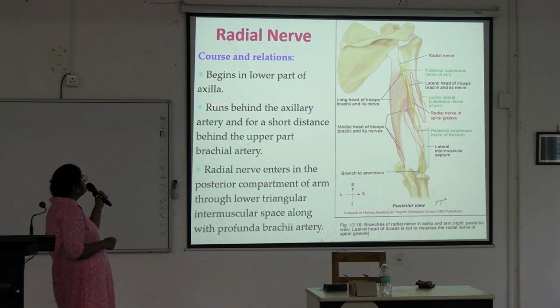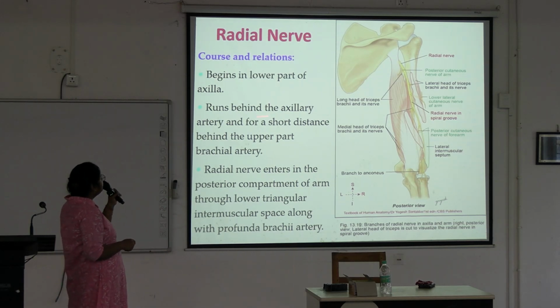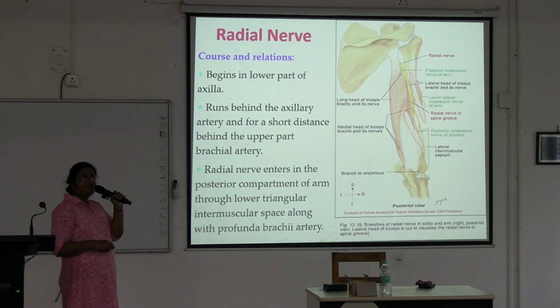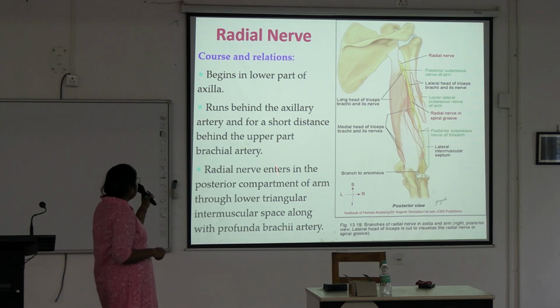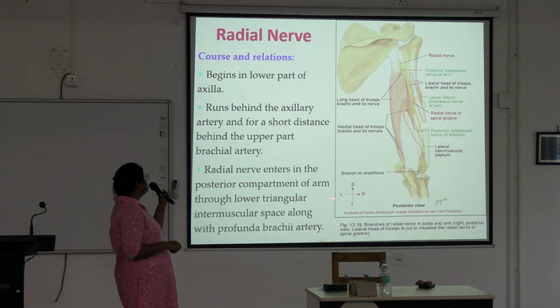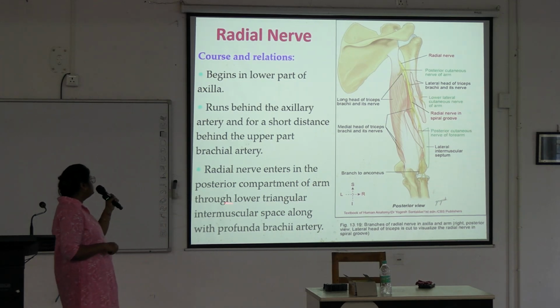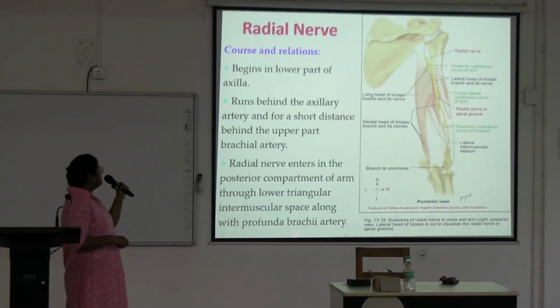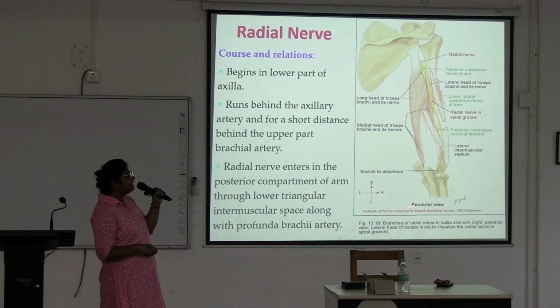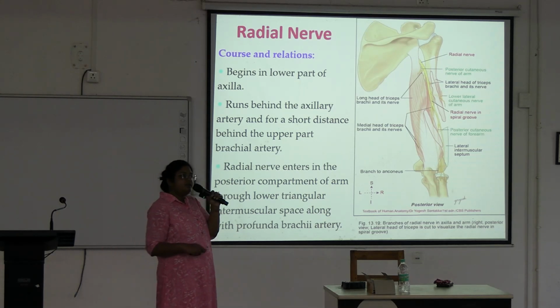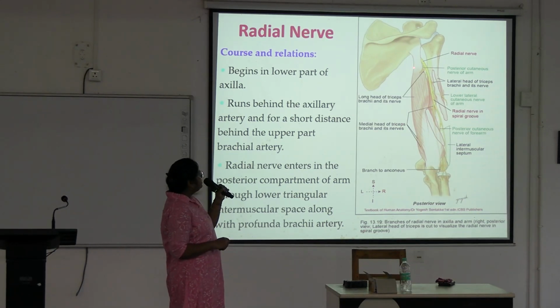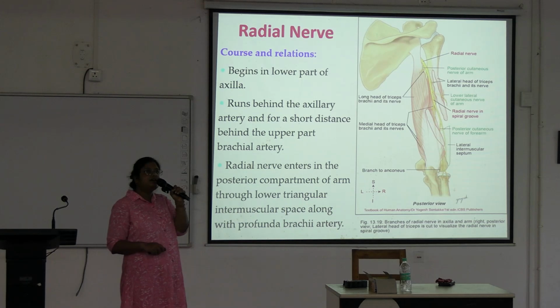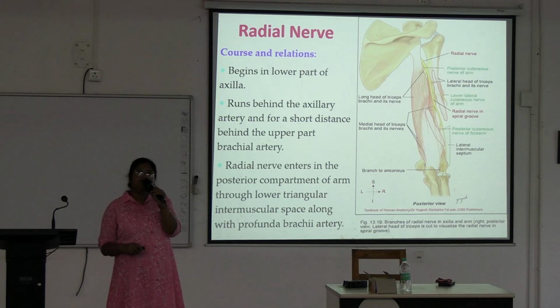It begins in the lower part of the axilla. Here runs behind the axillary artery and for a short distance behind the upper part of the brachial artery. And this radial nerve enters in the posterior compartment of arm through the lower triangular intermuscular space along with the profunda brachii artery. Okay. So these are the contents of the spiral groove, radial nerve and profunda brachii vessels.